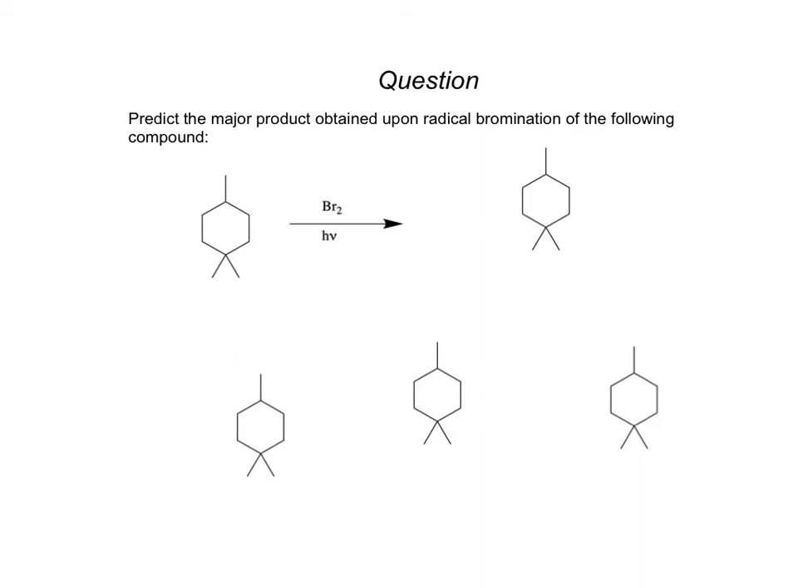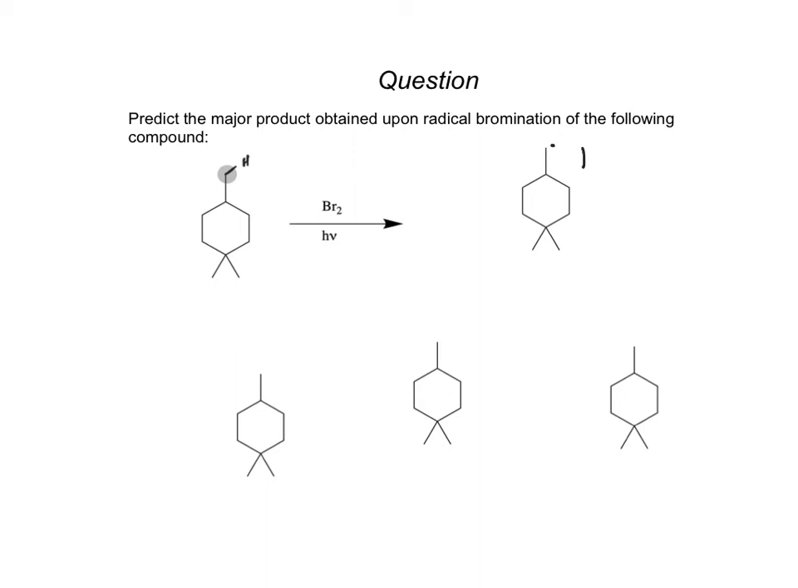Okay, so we'll go over this one. We're looking for the major product upon radical bromination with this alkane. So again, we're looking for the various types of products that can form by abstracting different hydrogens. If we started up here with this hydrogen, we would get first off the formation of a primary radical.